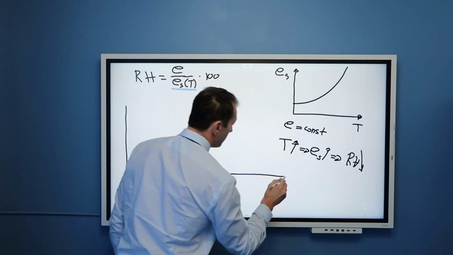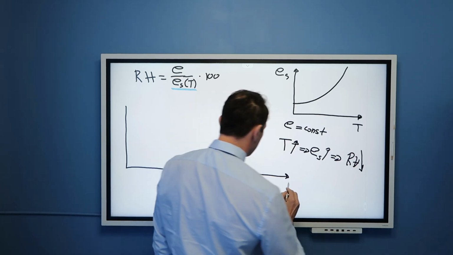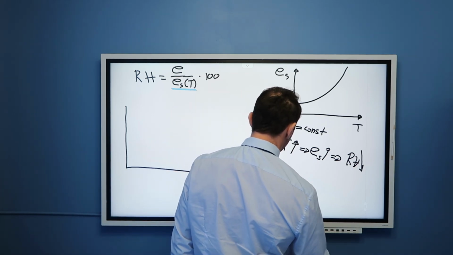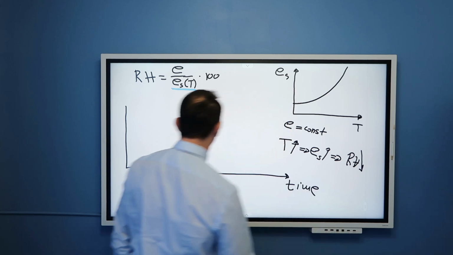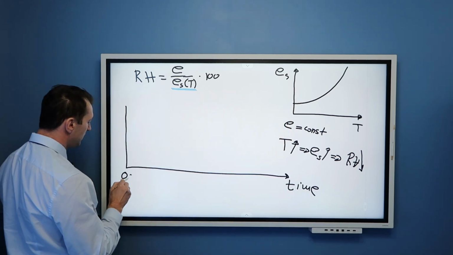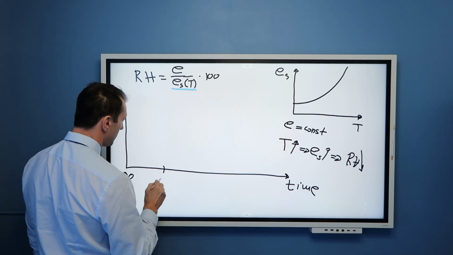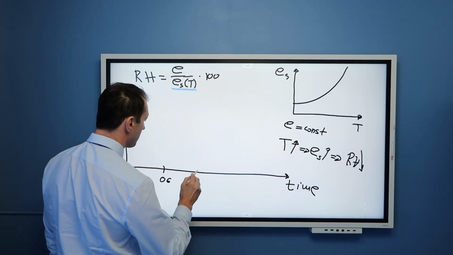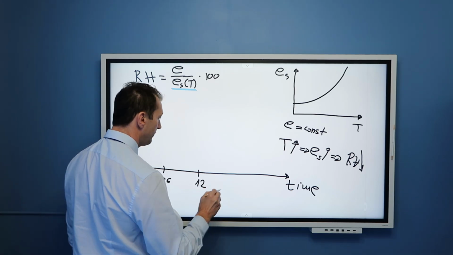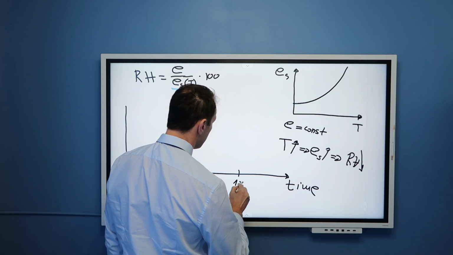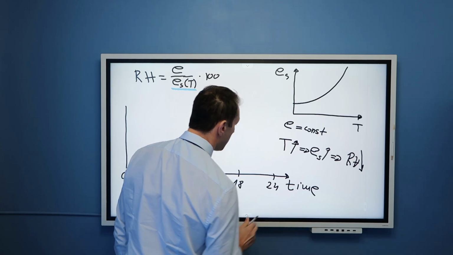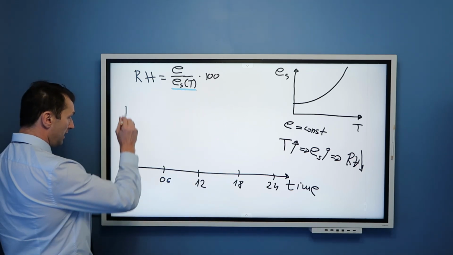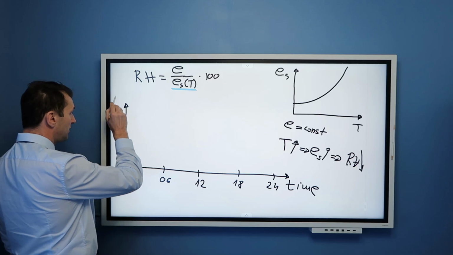Because think about this graph. If here we have time in a 24-hour period, so we start here at 00, here is 06 local time, here is noon 12, here is 1800, and here is 2400 hours. And here I plot temperature.